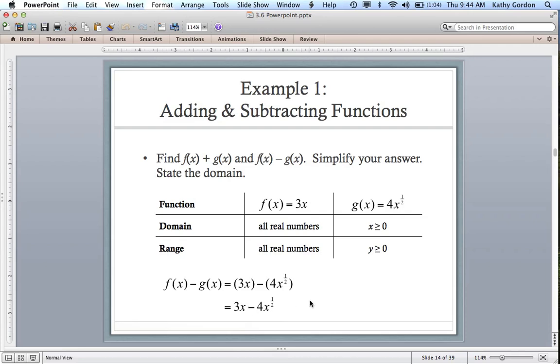Subtracting, same thing. It's still going to be the most restrictive, which is our x is greater than or equal to 0. So the nice thing about this is once you decide what your domain for your results should be for one operation like addition, it's going to be the same thing for subtraction. Subtracting the two functions doesn't change what our domains are and what we should use for a domain. It simply changes what we're doing with those y values to get our new results for our new function.